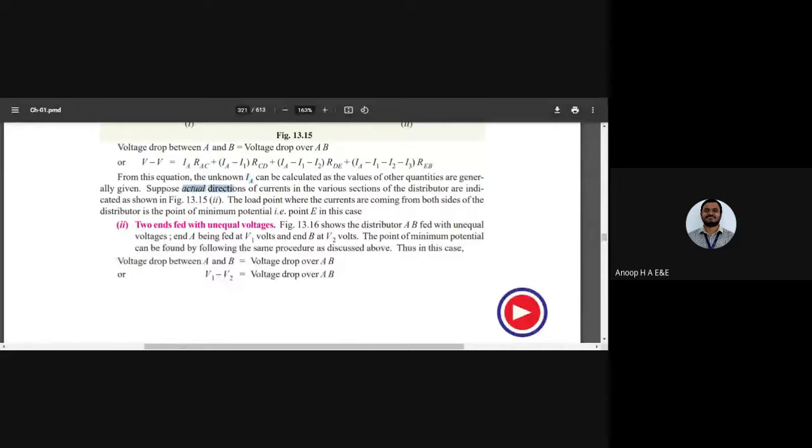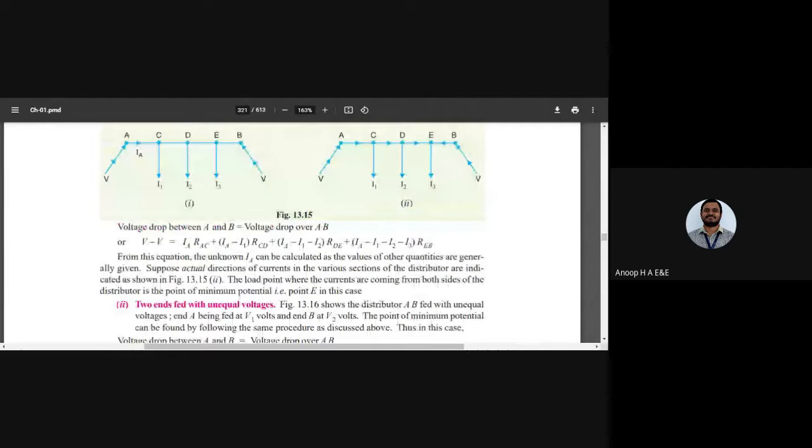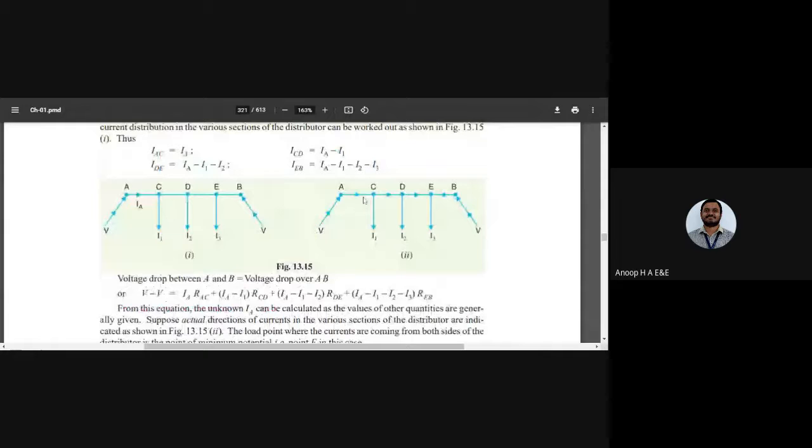The actual directions of the current in various sections of the distributor should be indicated, and the load point where the currents are coming from both sides of the distributor is called the minimum potential point. The minimum potential is taken as E here, because whatever the potential drops are, at a particular point it reaches a minimum. And when can you have a change in the direction? Any idea? When can you exhibit a change in the direction?